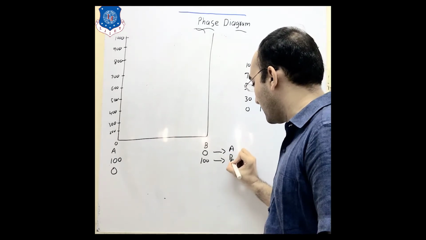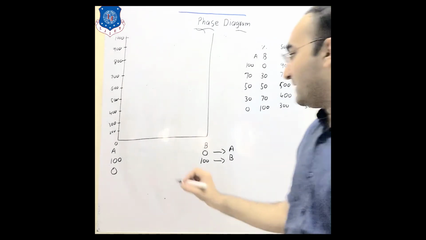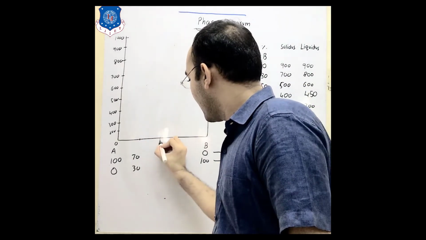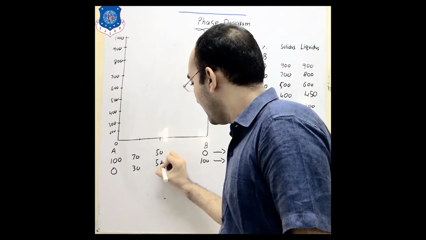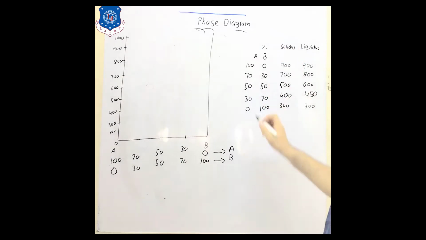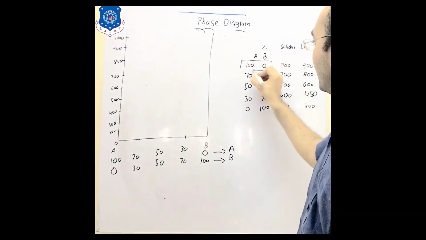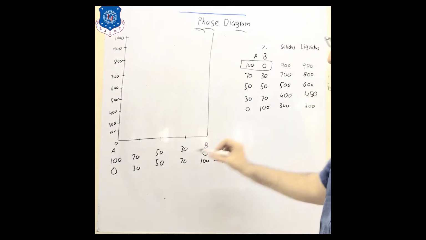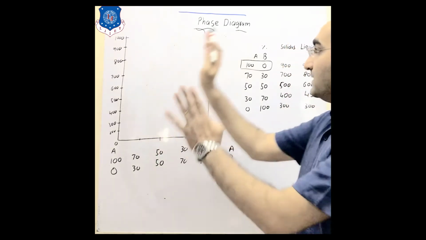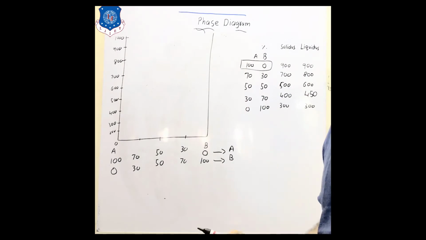This line gives you the composition of B. Then we have 70-30, 50-50, and 30-70. From our data, these are the compositions: 100-0, 70-30, 50-50, 30-70, 0-100. Okay, so this is the diagram that we have drawn for that.